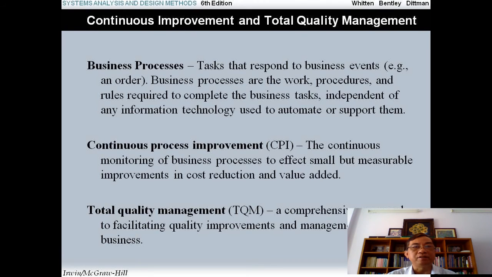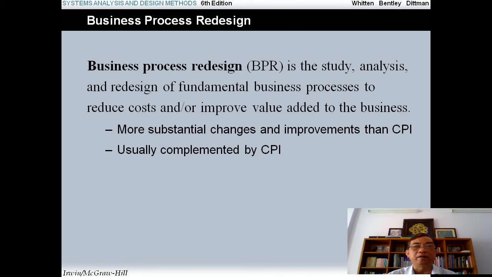Now, business process redesign. Business process redesign is the study, analysis, and redesign of fundamental business processes to reduce costs and/or improve value added to the business. It is a more substantial change and improvement than CPI, and is usually complemented by CPI.